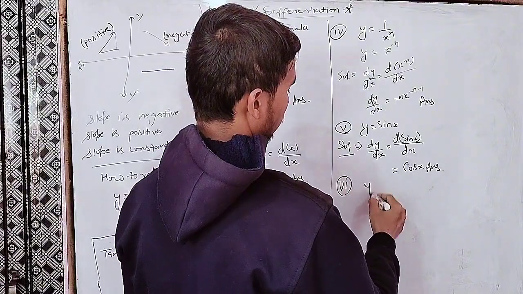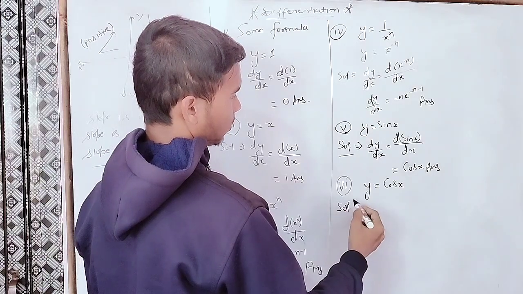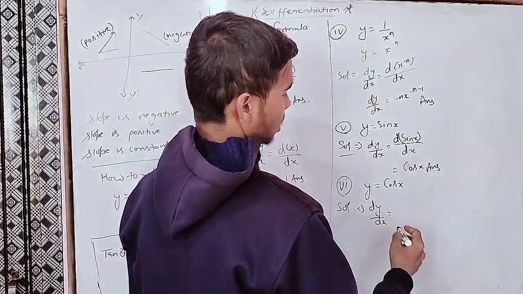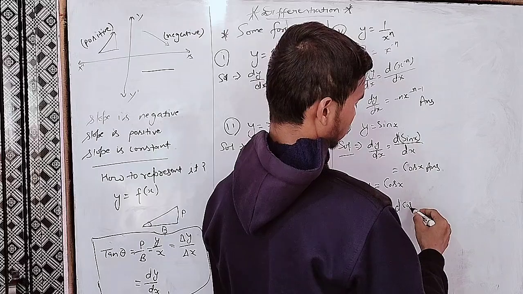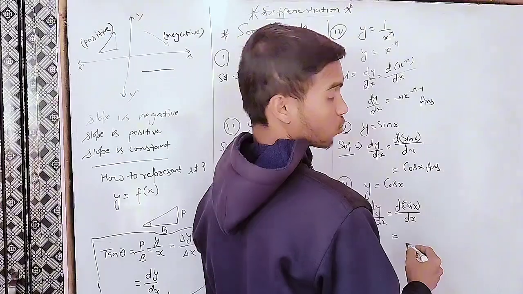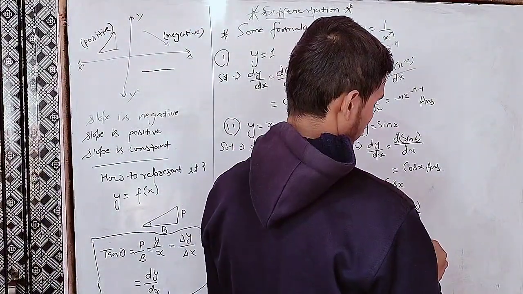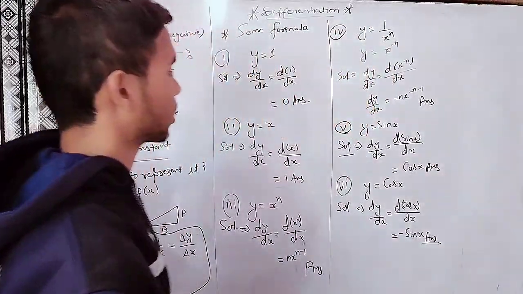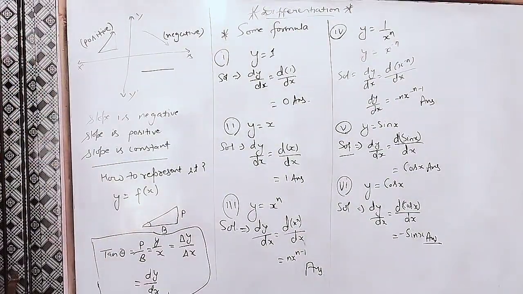Similarly, y is equal to cos x. It is also simple. So dy by dx, we are going to differentiate cos x. So the derivative of cos x will be what? Minus sin x. Minus sin x. It is a rule. We can't change the rule. If we change the rule, then we can be confused. Got it?